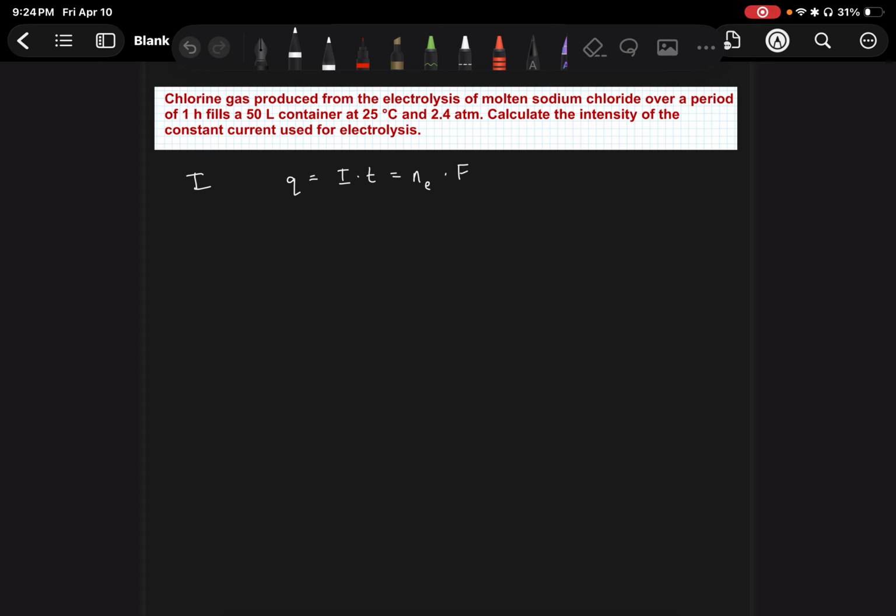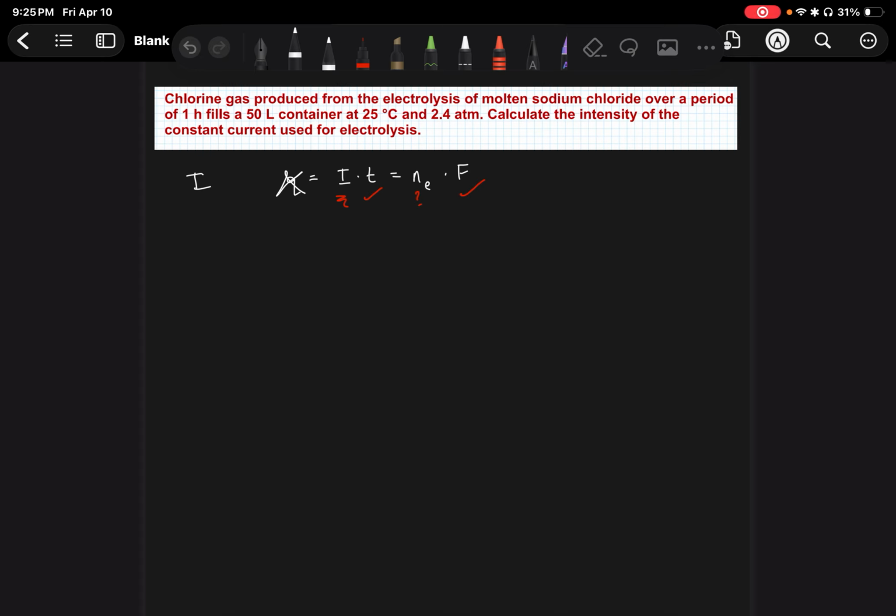So in this case, we're not going to be using Q, but we need to find this, I, that's the question mark. We know time. We don't know moles of electrons yet, but we can find that, and we also know Faraday's constant. So the first thing is we need to find the moles of electrons. How are we going to find the moles of electrons?